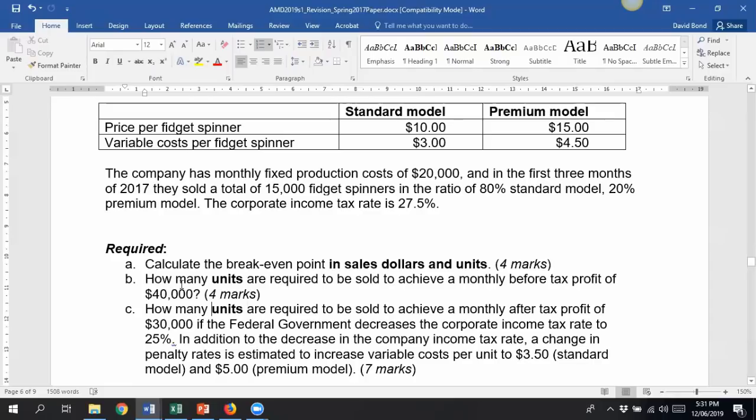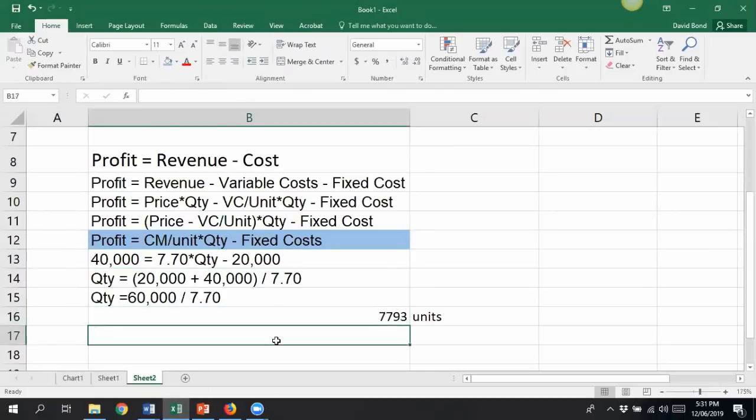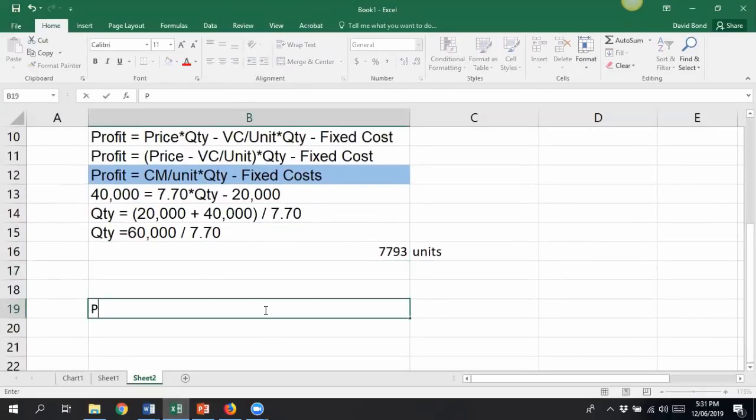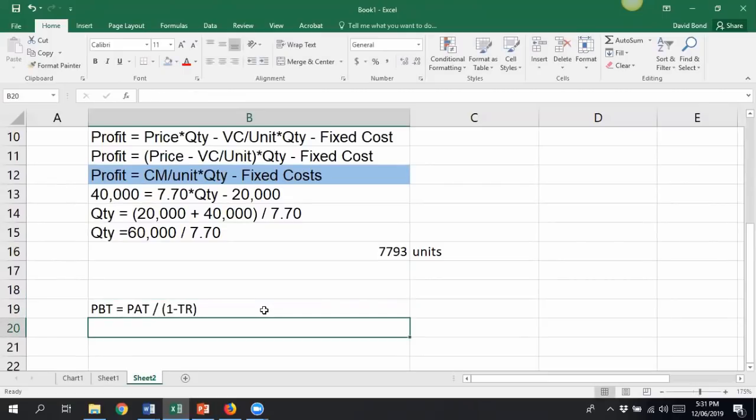Let's imagine this was after tax of 40,000, and the tax rate is 27.5%. So we'll just come down here. Profit after tax, I always get this wrong. Profit before tax. No, we want profit before tax. Profit before tax equals profit after tax divided by 1 minus the tax rate. As I said, I always generally get this wrong.